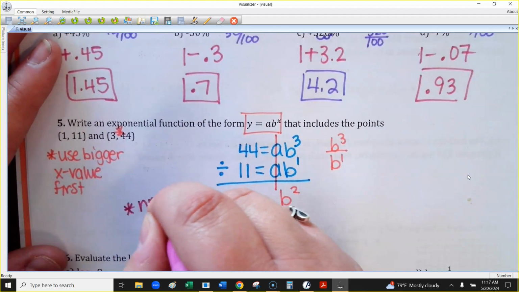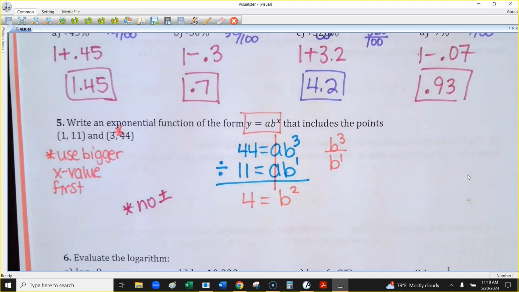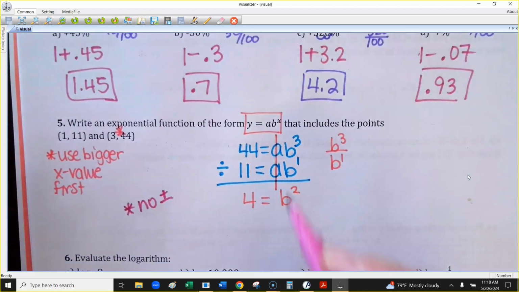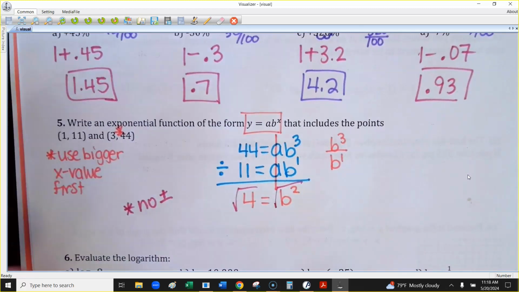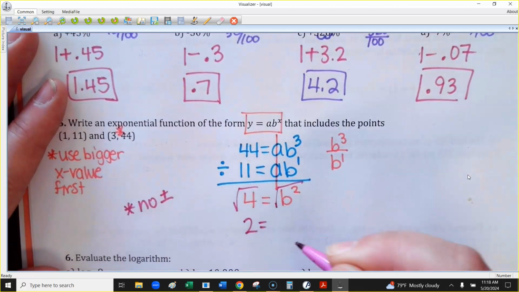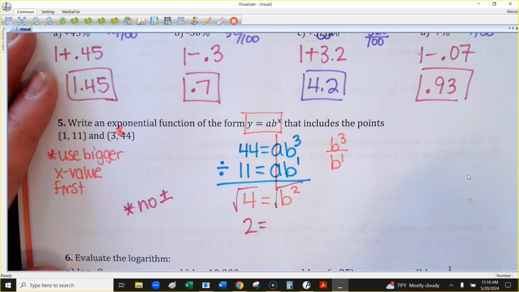Now, here's one thing I'm going to say to you guys. If you take an even root, which you're going to do here, you're going to take a square root, your b value cannot be negative, so I'm not going to put a plus and minus in front of this. The b value has to be greater than 0, so we're just going to use positive 2.